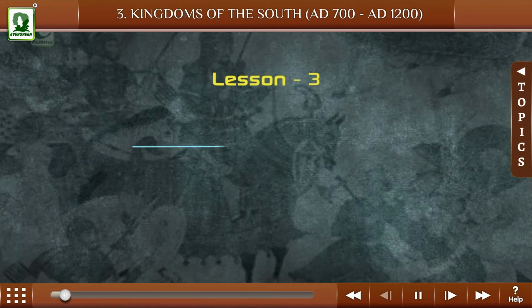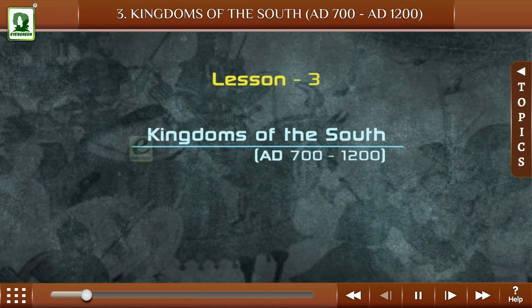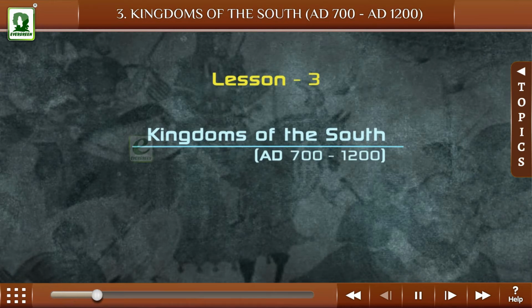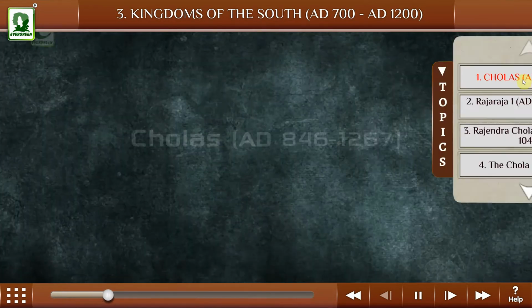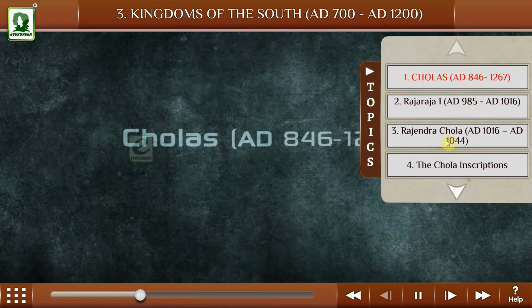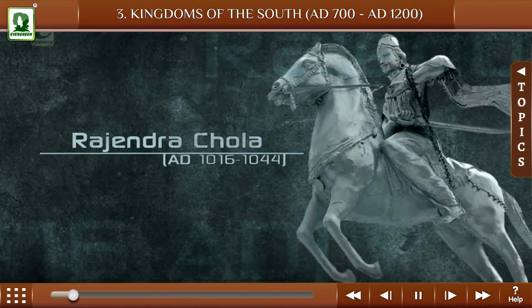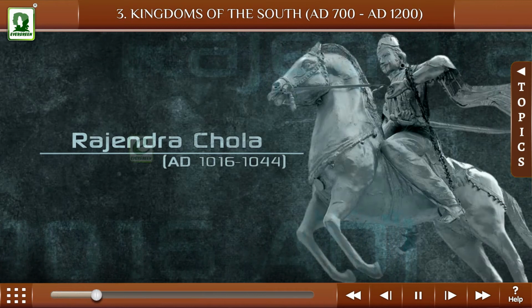Lesson 3. Kingdoms of the South, AD 700 to AD 1200. Cholas, AD 846 to 1267. Rajendra Chola, AD 1016 to AD 1044.